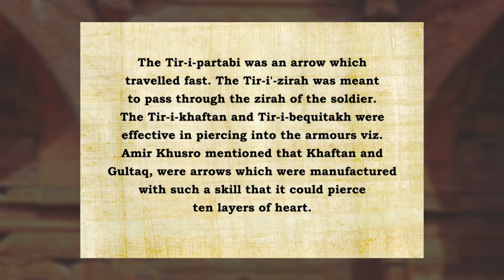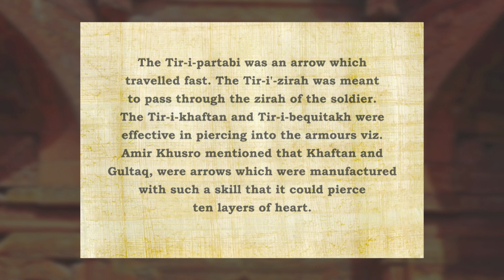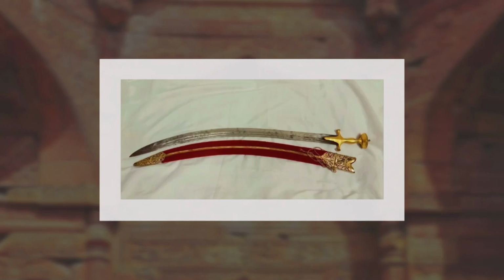So we have the Tir-e-Partabi, which was an arrow that travelled fast. We have the Tir-e-Zira, which was meant to pass through the zira of the soldier. We have the Tir-e-Kaftan or the Tir-e-Bequitak, which were effective in piercing the armor. Amir Khusro mentions both the Kaftan and the Gultak, which were arrows manufactured with such a skill that according to Khusro, they could pierce 10 layers of heart. Now we come to swords.